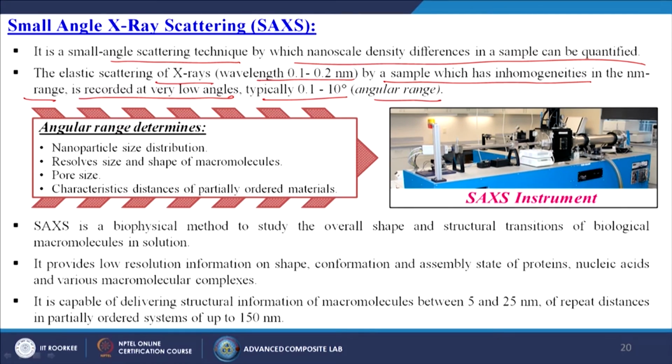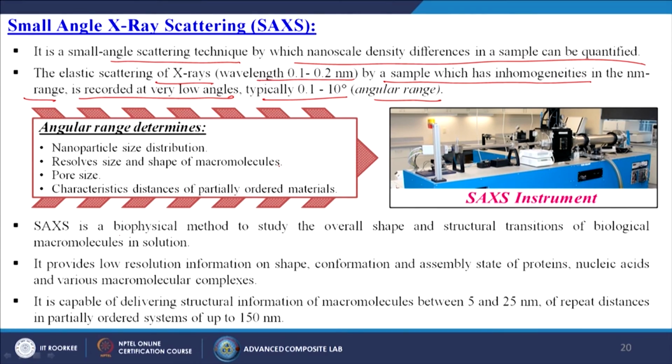How to determine the angular range? Nanoparticle size distribution, size and shape of macromolecules, pore size, and characteristic distances of partially ordered nanomaterials can be resolved. So, generally the SAXS instrument looks like this.